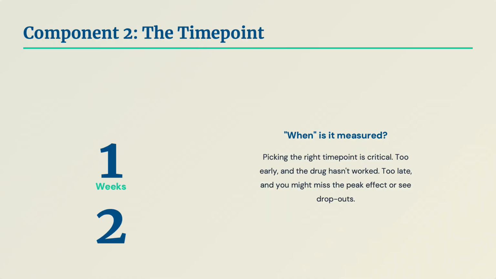The second component is the time point. The when is just as important as the what. For example, if you measure blood pressure too early, the drug hasn't reached its peak. If you measure too late, you might lose patients to dropout. Picking the right time point, like week 12 or week 24, is a strategic decision based on drug pharmacology.